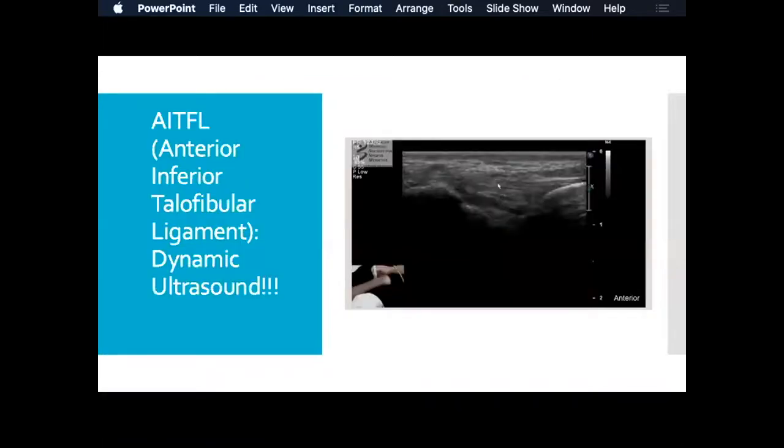And if you level out and go, and I'll show you in another slide exactly how to do this. If you go just up a little bit, you get the AITFL, so the anterior inferior talofibular ligament. So for that high ankle sprain, once again, you can do dynamic ultrasound with a squeeze test. We'll separate those two bones. You can see if there's disruption along with, does it reproduce their pain, and look at it under ultrasound, which you really can't do with any other imaging modality.